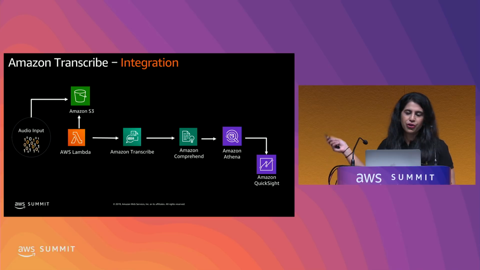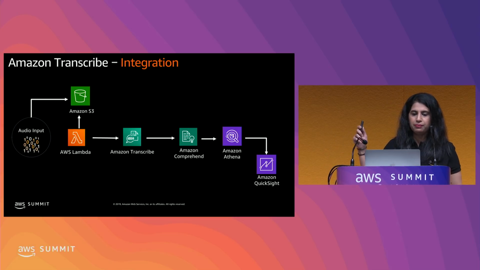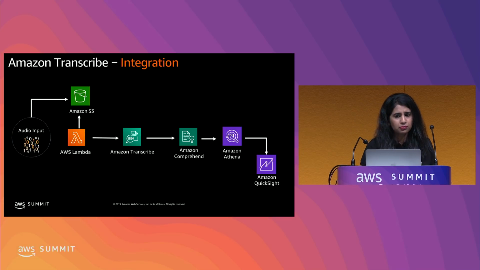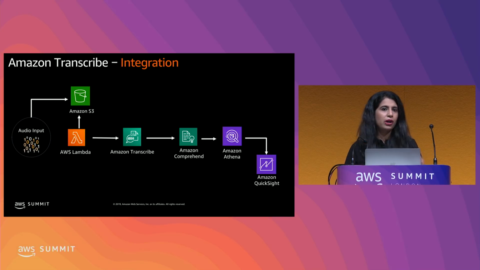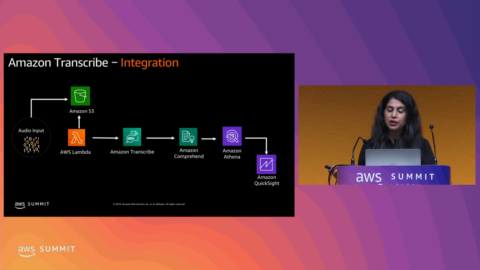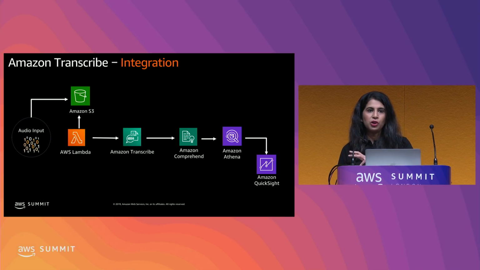So you have your audio or video input files. You can bunk them into S3, and they can be in common formats like WAV or MP3 or MP4 or FLAC. And as soon as a new file is uploaded, a Lambda function kicks off a Transcribe job. It waits for the job to finish, and when it's done, you can then do some post-processing.